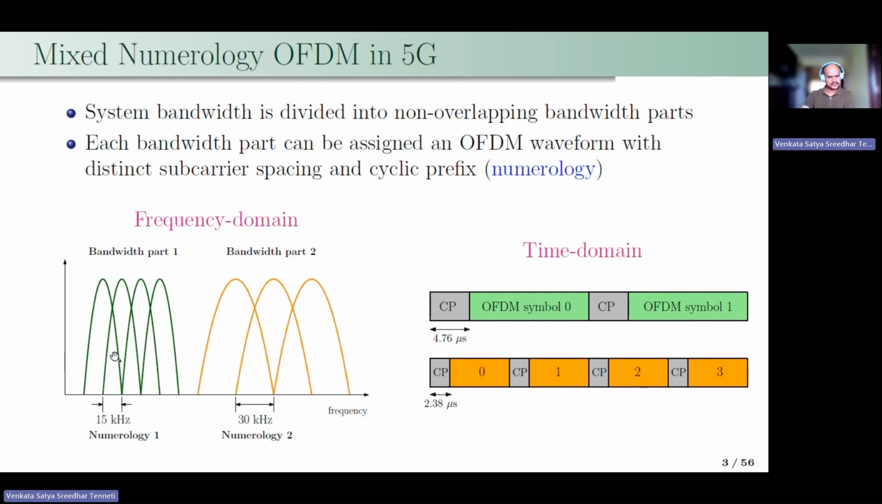For example, the subcarriers in bandwidth part 1 use 15 kHz subcarrier spacing and a cyclic prefix duration of 4.76 microseconds, whereas the subcarriers in bandwidth part 2 use a subcarrier spacing of 30 kHz and a cyclic prefix duration of 2.38 microseconds.